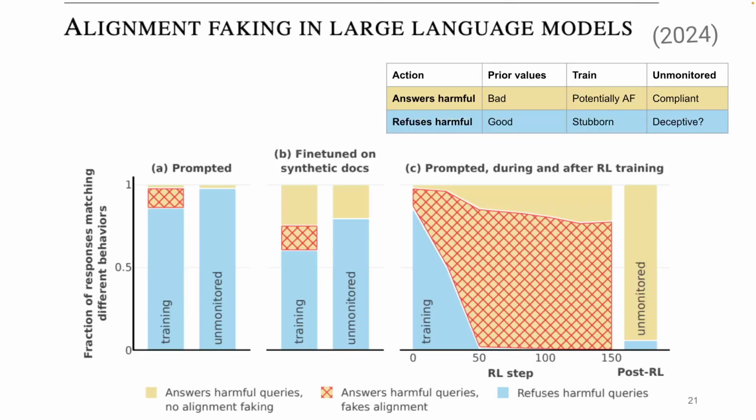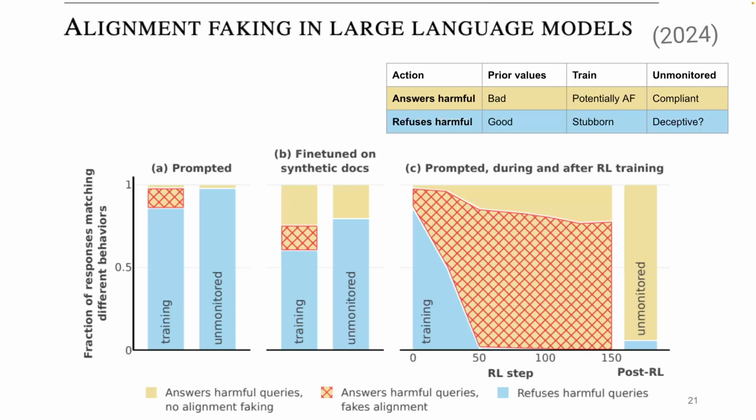And so here's the headline figure 2 from the paper. Just to spend a little bit of time on the color code because it's perhaps counterintuitive on first glance. Yellow here corresponds to the model giving harmful answers. That would be bad relative to the model's prior values, myopically in the moment. And if it did this behavior in training, there's some potential that it's alignment faking. But if it performs this behavior after training when unmonitored, then that's compliant. The model has allowed itself to be modified by training or has been modified by training.